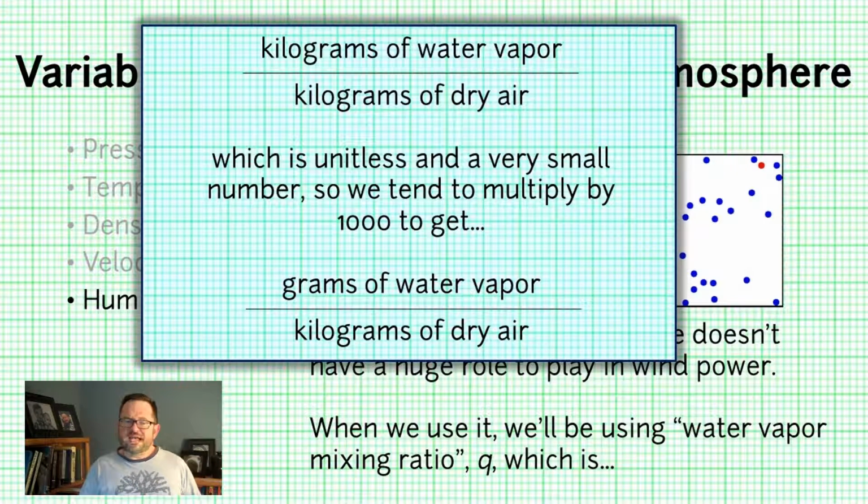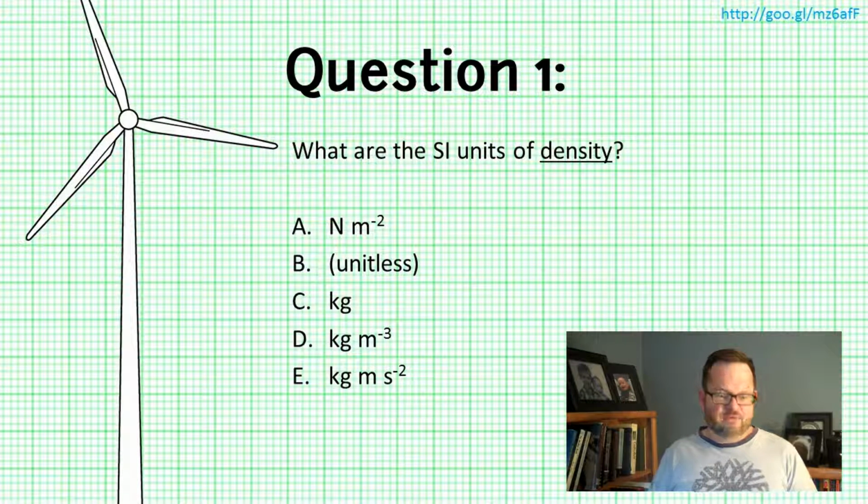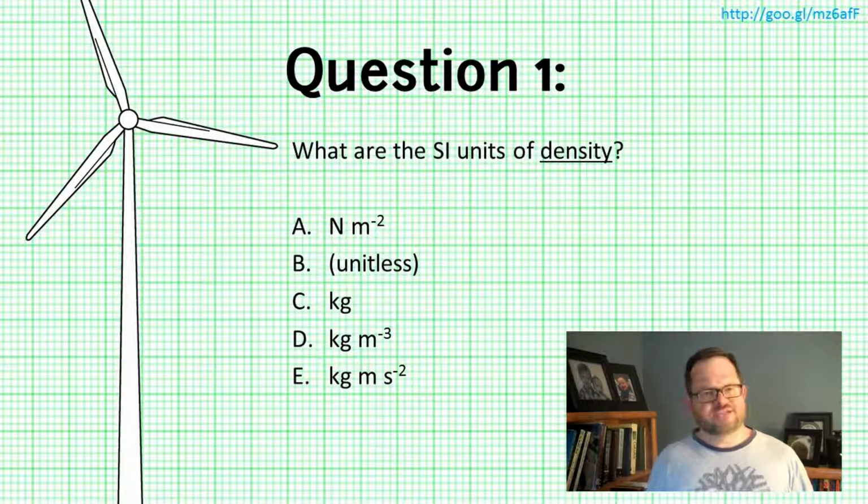Now, before we start attacking the whole business of forces in the atmosphere, I want to ask you a couple quick questions. Question 1. What are the SI units of density? Newtons per square meter, it's unitless, kilograms, kilograms per cubic meter, or kilogram meter per second squared. What are the right units for density? Make a choice from those 5 options and get a little feedback before you move on to question 2.